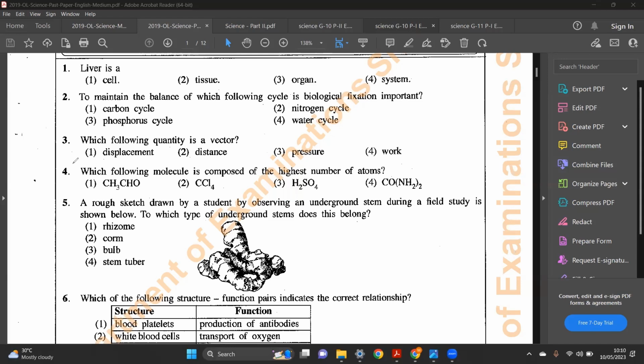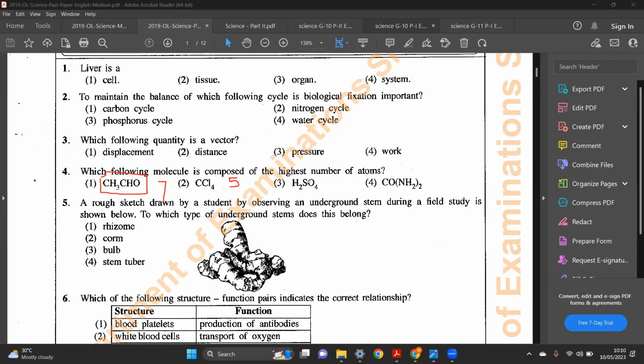All right. Then we move into a chemistry question. Which following molecule is composed of the highest number of atoms? While at the beginning it might look a little complex, it's very simple. You just need to count the number of atoms here. In this particular compound given here, CH3CHO, you just need to count the number of carbons, hydrogens, and oxygens and give the total. So I believe here you would get a total of 2, 3, 4, 6, 7, right?